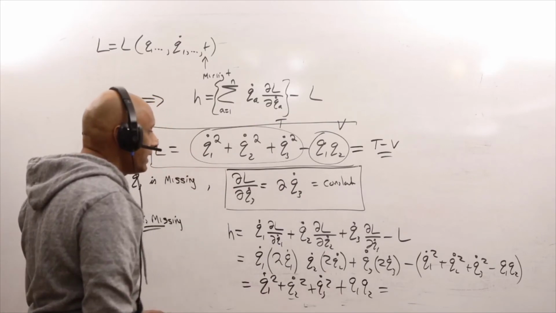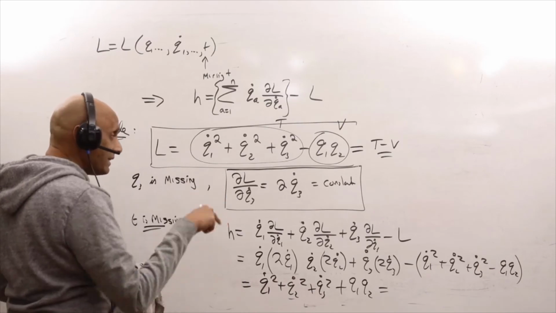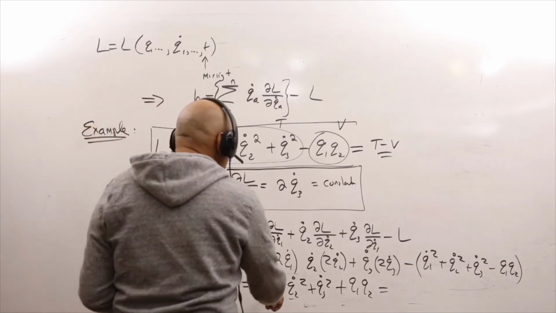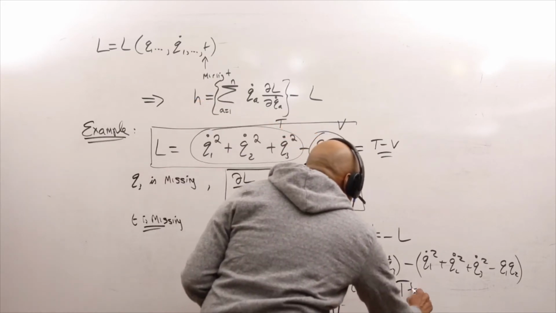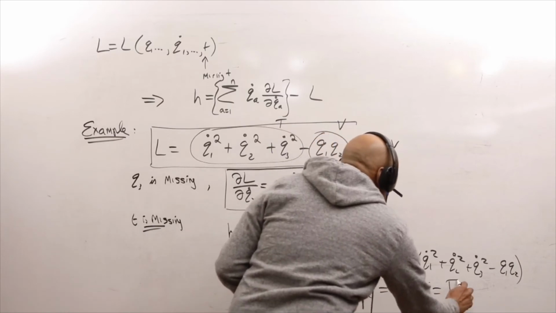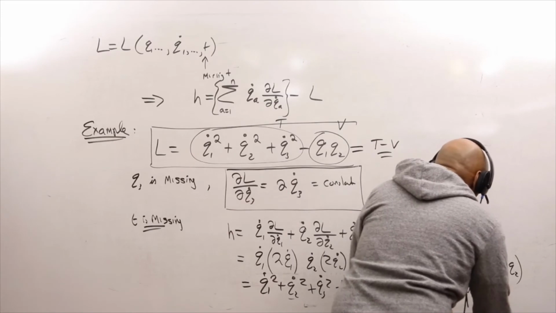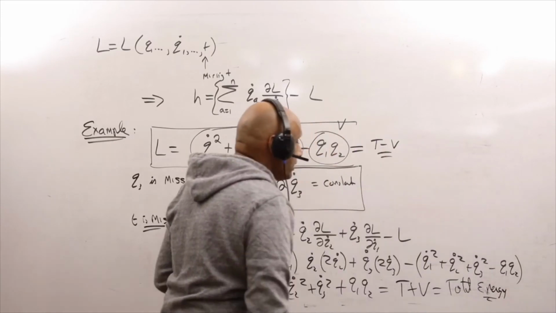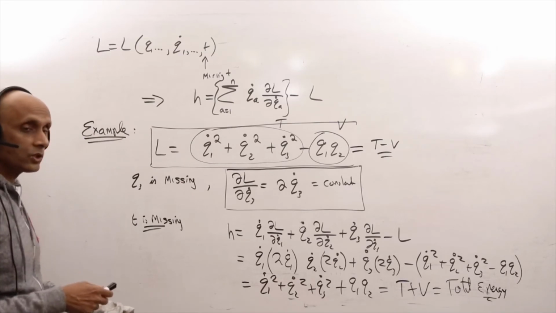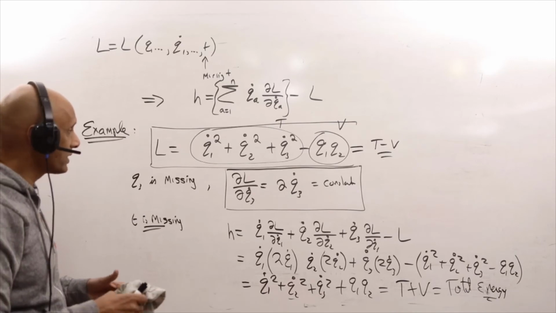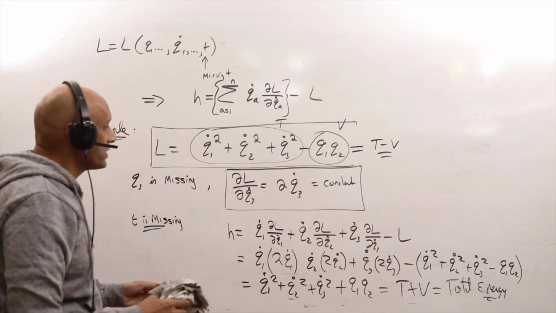But if you think about it, whatever happens, this H function has been conserved. And in this special case, Q1 dot squared and Q2 dot squared and Q3 dot squared plus Q1 Q2 is really T plus V, which is the total energy of the system. So the H function sometimes is the total energy of the system. Not always, but sometimes.